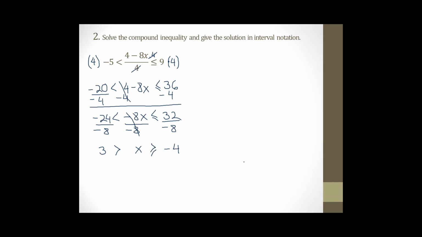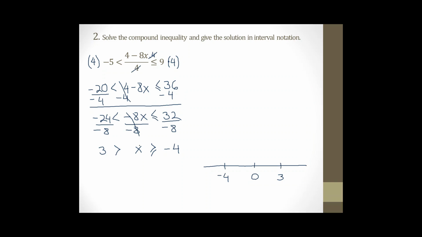So before I write it in interval notation, I like to graph it on a number line so I get a better idea, and it also helps me to write it in interval notation because I just have to read it off my graph. So I need to make sure I have a negative 4 on my graph. Somewhere here is 0. And then also I need a 3.